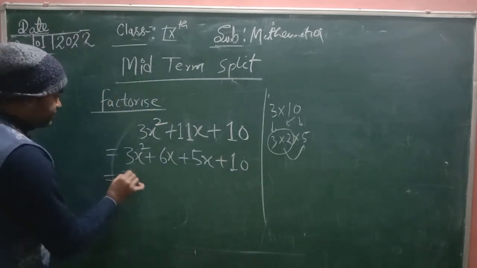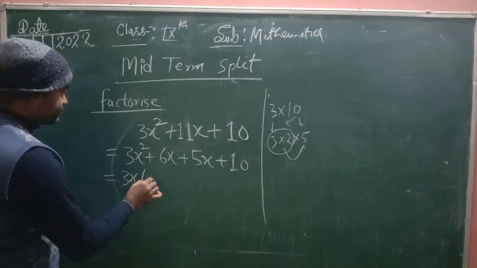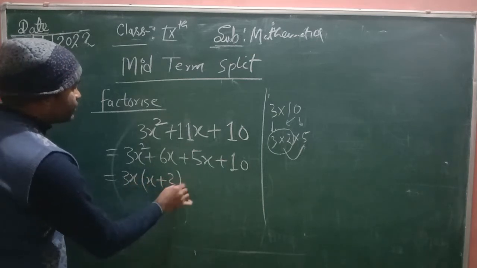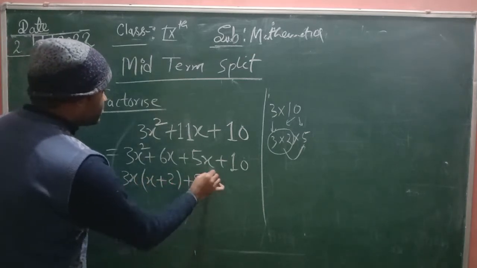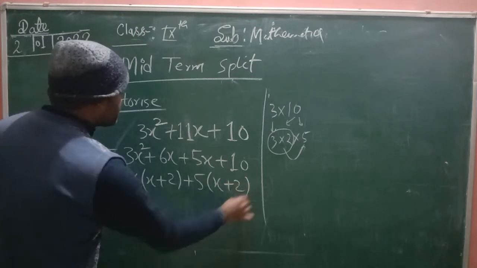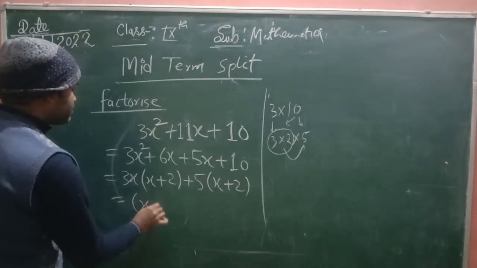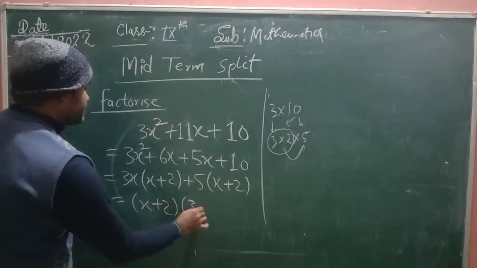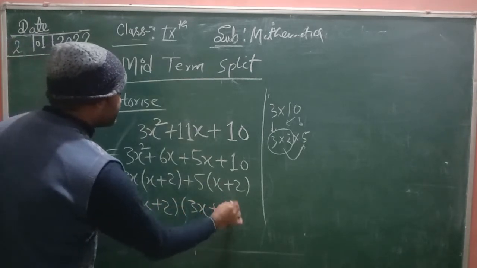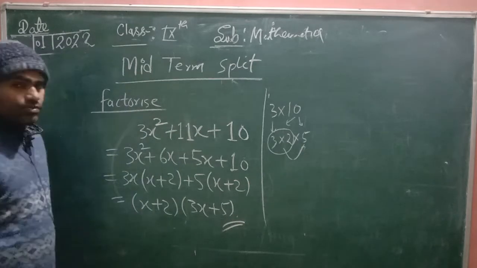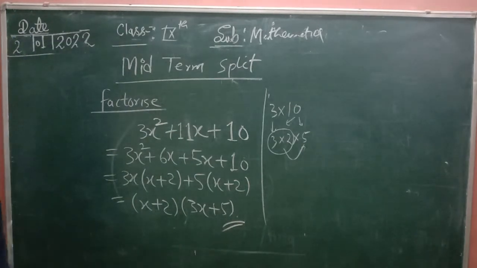Take 3x common: x plus 2. Take 5 common: x plus 2. x plus 2 is also common, and 3x plus 5. It is the solution for this particular problem using the midterm split method.